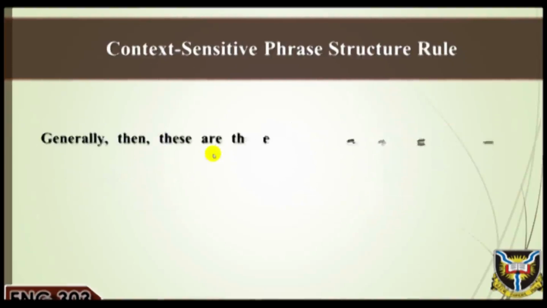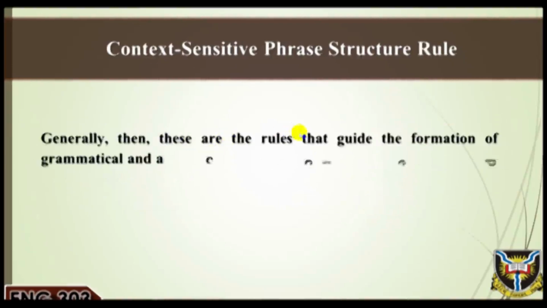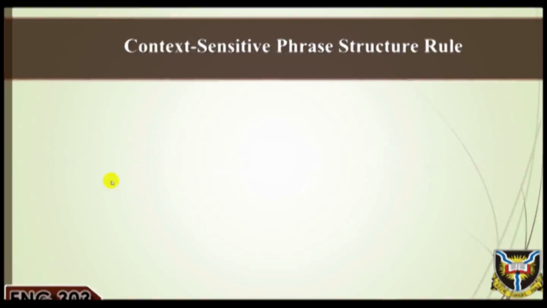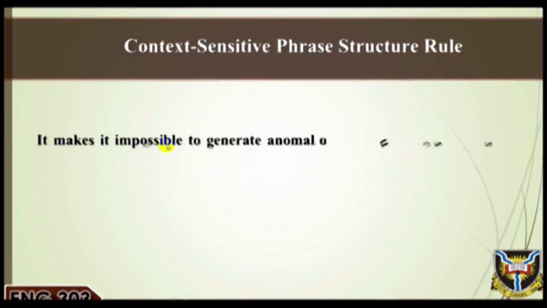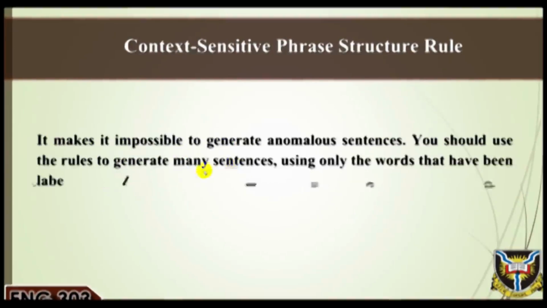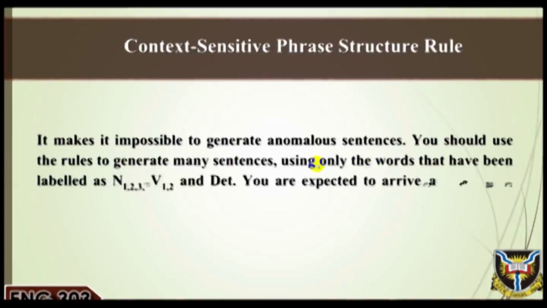Generally, then, these are the rules that guide the formation of grammatical and acceptable sentences from the existing sentences that we analyzed. It makes it possible to generate anomalous sentences. You should use the rules to generate many sentences using only the words that have been labeled as N1, N2, N3, V1, V2, and det. You are expected to arrive at acceptable sentences.